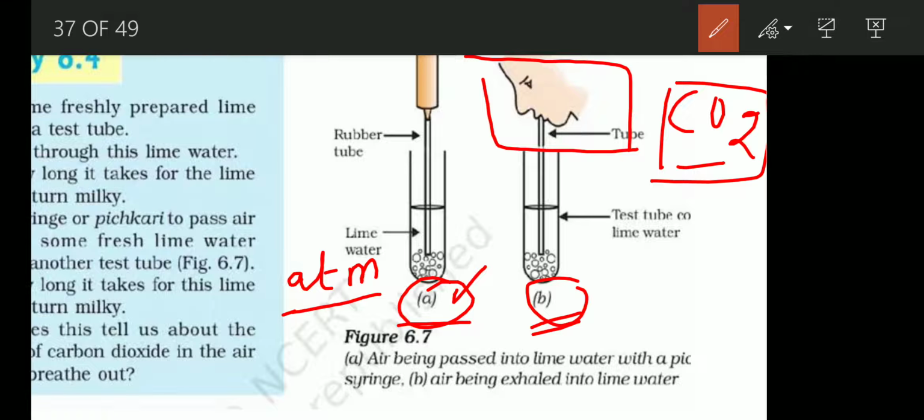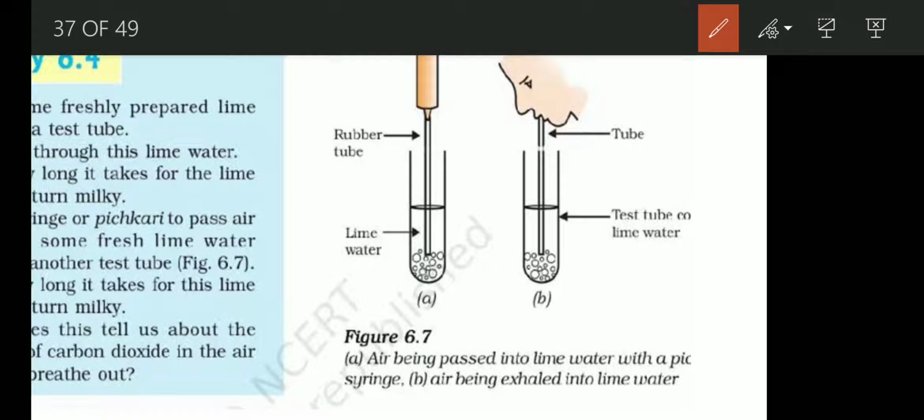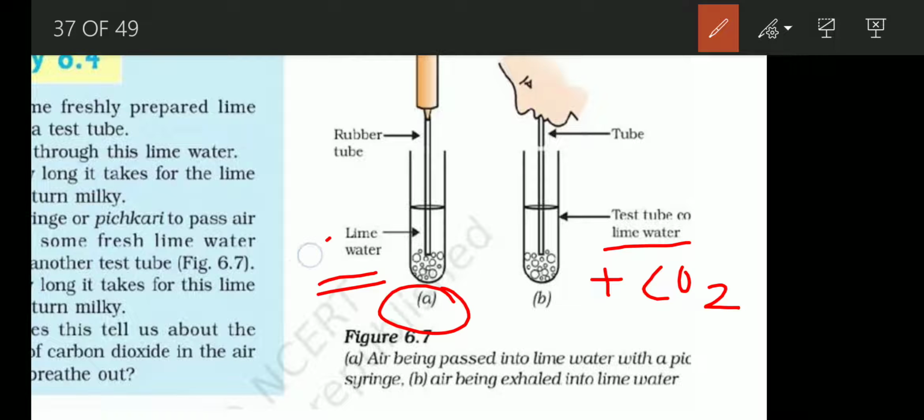And what will be the result of that? How is this difference in the composition going to affect the activity? We have studied this in class 7, that when we mix lime water with carbon dioxide, the lime water turns milky. Here there is normal air being mixed in the lime water. Carbon dioxide concentration is the same as the atmospheric air composition. So in test tube A, the lime water will not turn milky.